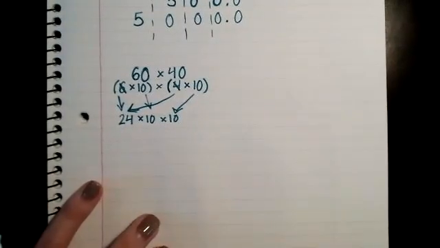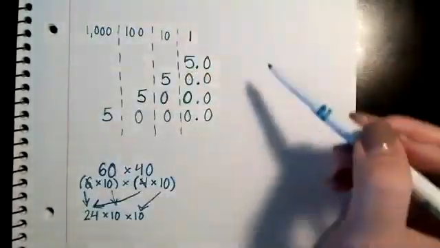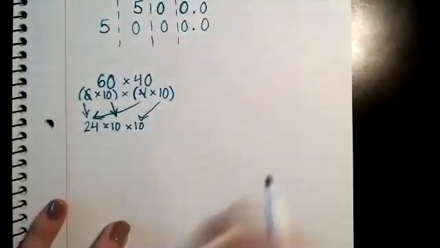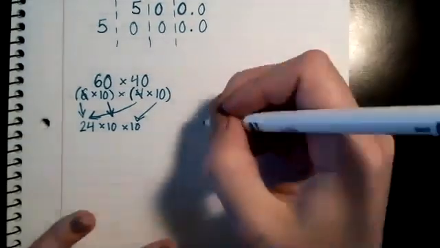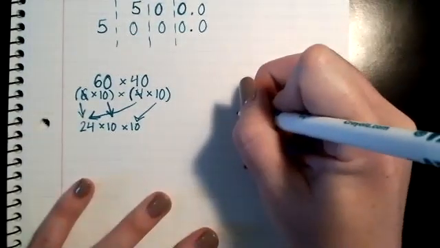Okay, now what I can do is plug it into my place value chart here, and I'm just going to work on moving the 24 over to whatever place value column it needs to be in. Okay, so I'll start with 24.